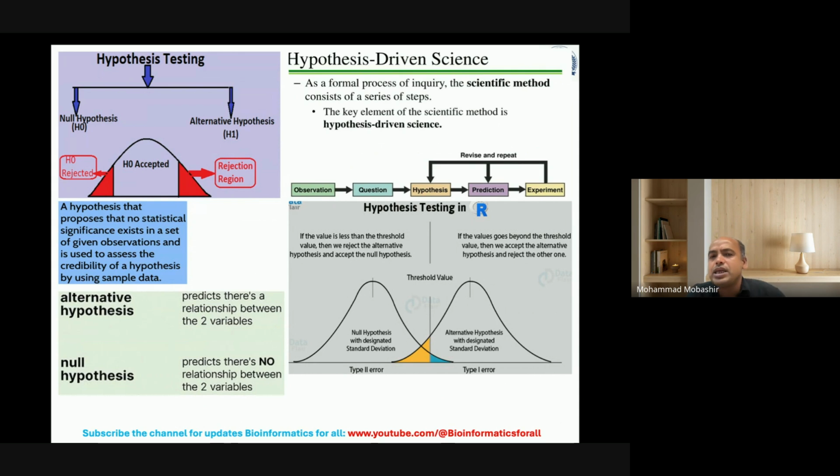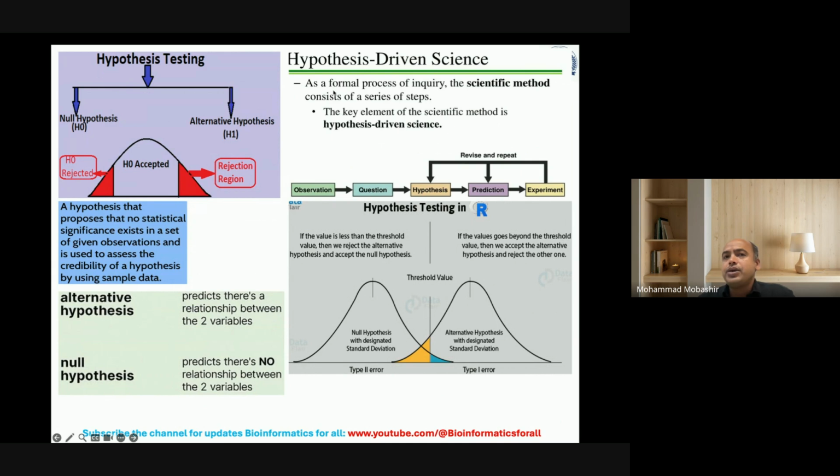Now you can see this in a different way also. The null hypothesis with a designated standard deviation, and the alternative hypothesis with a designated standard deviation. If the value is less than the threshold value, then we reject the alternative. That means, let's say your threshold value is 0.05, then you reject if it is not falling within the significance range. If the value goes beyond the threshold, as you expect, then you can accept the alternative hypothesis and reject the other one. So this is the only difference.